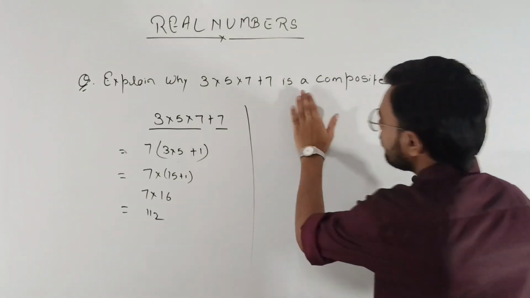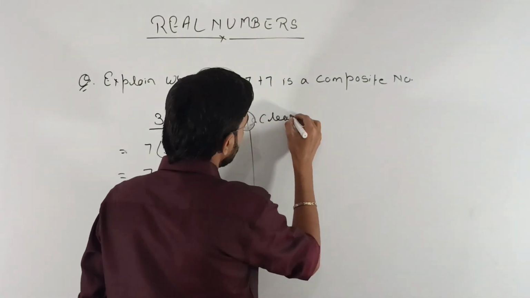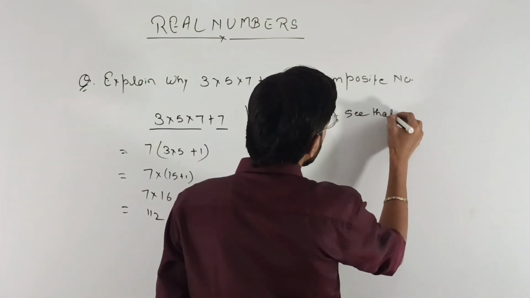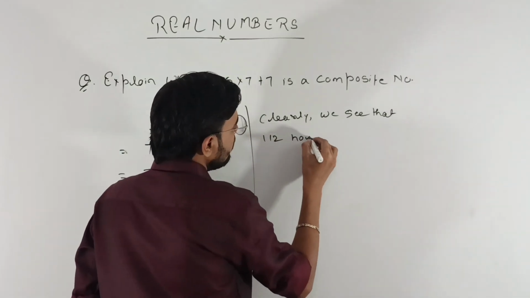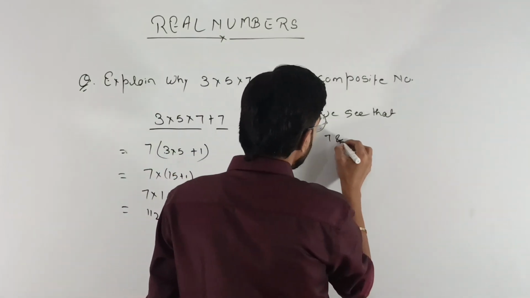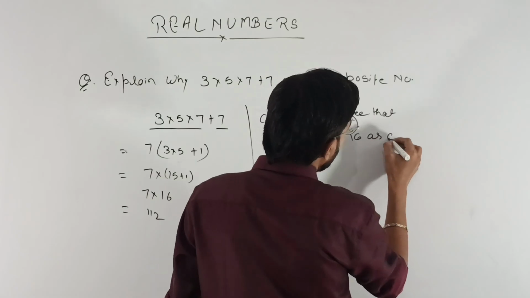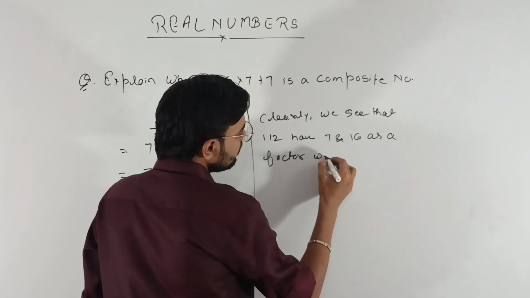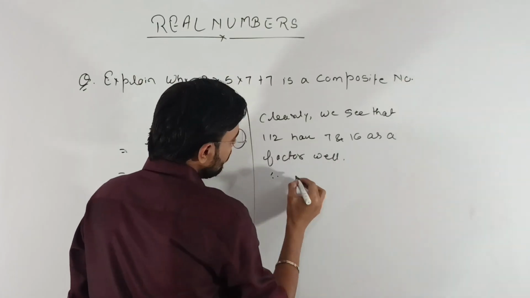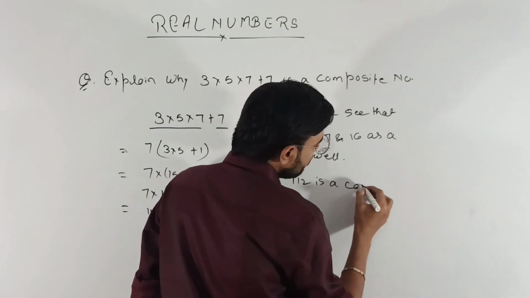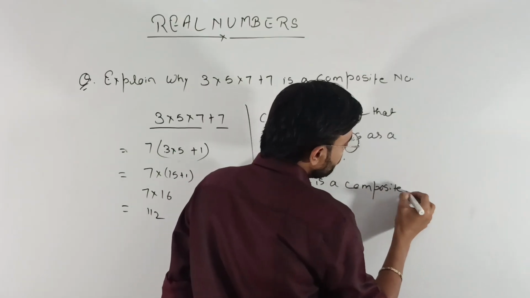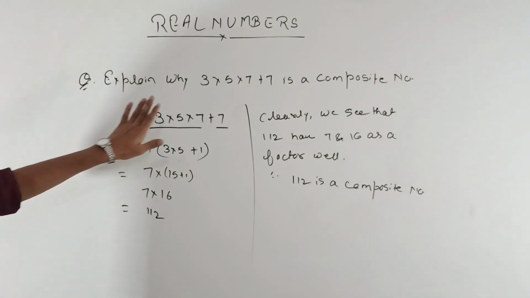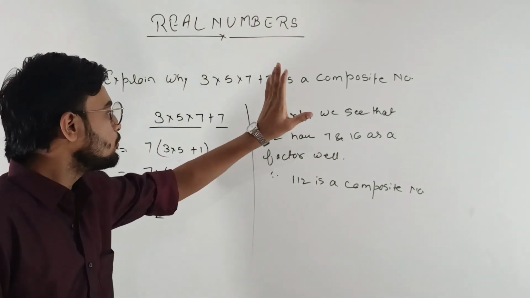So here I write clearly: we see that 112 has 7 and 16 as factors. Therefore, 112 is a composite number. Okay, understood? Let's see again. The question is: there is this number, prove that this is a composite number.